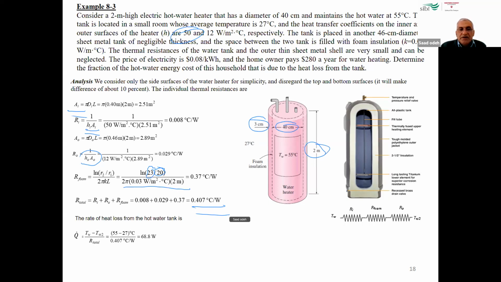Once you find the R, you can find the Q dot. Simply, the water temperature was 55 minus the ambient temperature, or the air temperature outside, which is 27, divided by the R.